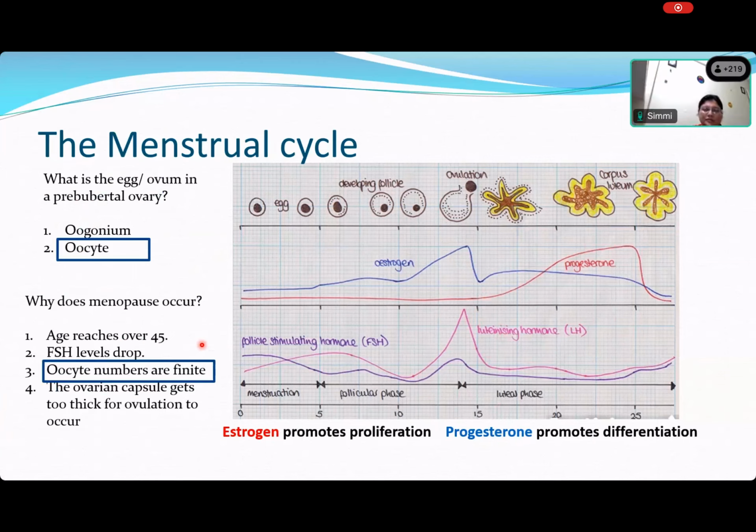Because of the absence of negative feedback. Exactly. There's no estrogen to stop the FSH from actually coming. So if you have very high levels of estrogen, FSH will be shut off. So there's absolutely no negative feedback, and therefore this is what happens.